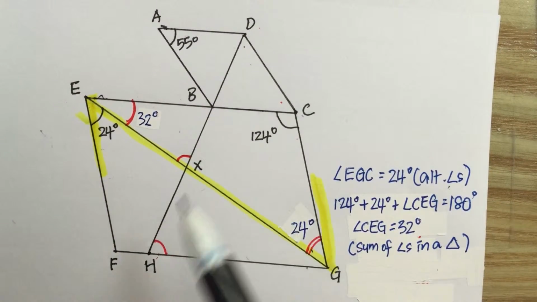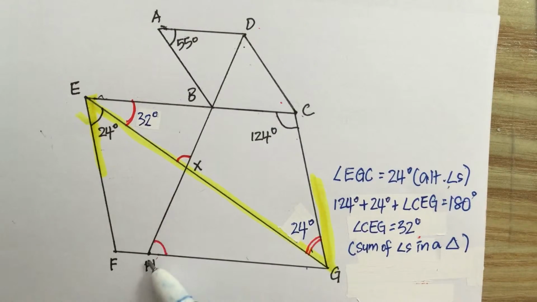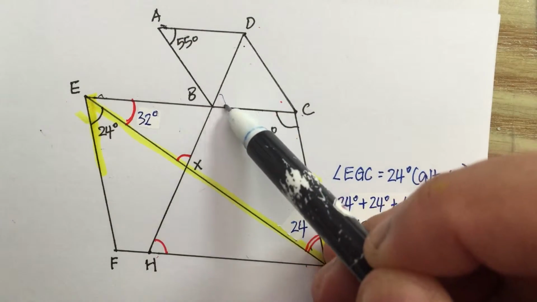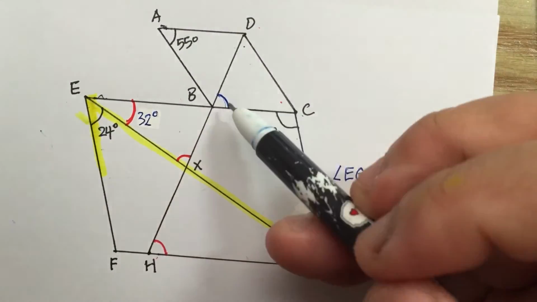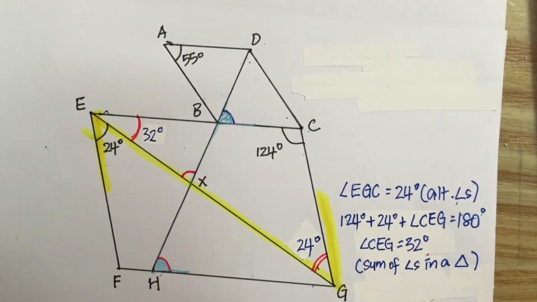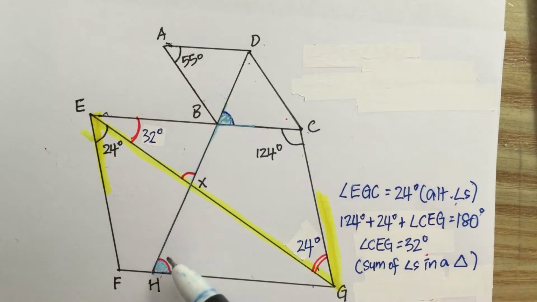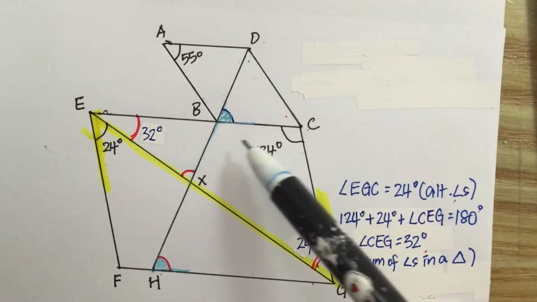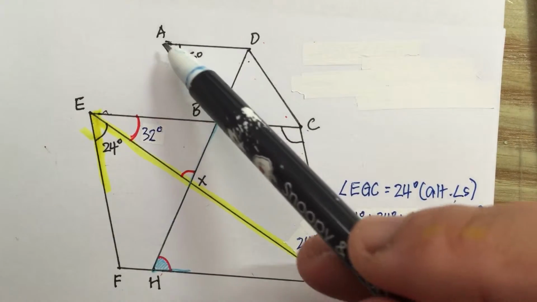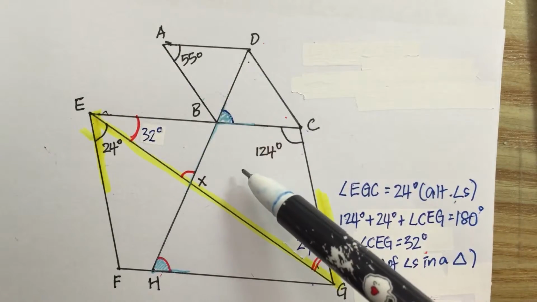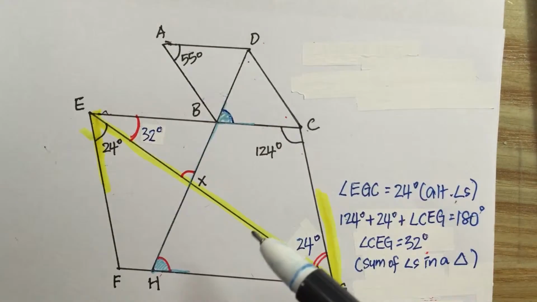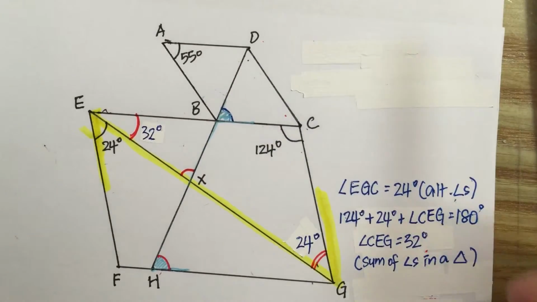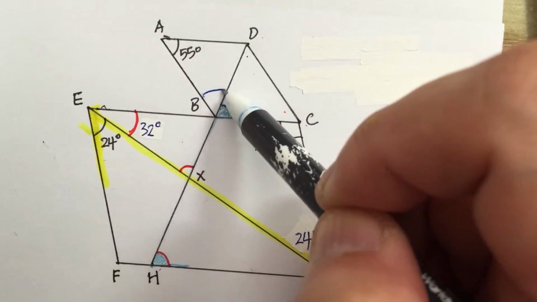Now, to find angle DHG, we noted that this angle and this angle are related. They are corresponding angles. And so, when these two angles are the same, it means that if we can find this angle, we can find this angle. Now, we also noted earlier that angle ABD is same as angle DBC because BD is the angle bisector. And now, let's find angle ABD.